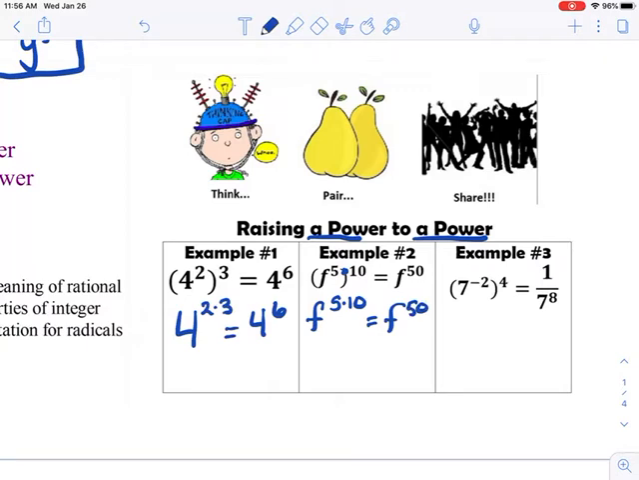The last one's a little bit different. It's still that same power to power, so we multiply. So negative 2 times 4 gives me 7 to the negative 8th. We know that we cannot have negative exponents. We want to make them positive. That's why they moved the 7 to the 8th to the denominator to make that a positive exponent. So again, our rule today is if we are raising a power to another power, we have to multiply those exponents. Let's talk about why this works.